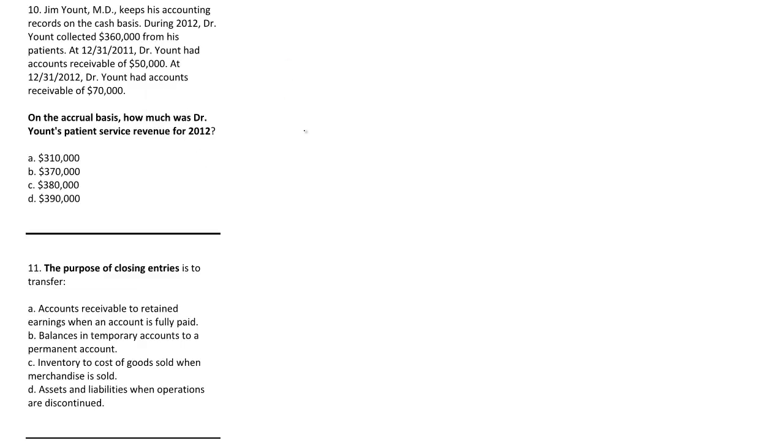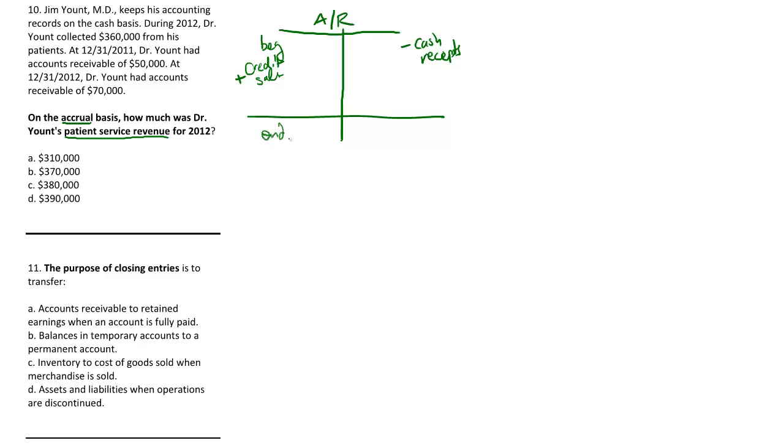Okay, moving right along, let's look at number 10 and 11. Jim Yount, MD. What we care about on the accrual basis is how much is patient service revenue for 2012. So he keeps his accounting records on cash basis. Since we're dealing with revenue and we're going from cash basis, the key thing here is to focus on our accounts receivable, right? Because you have your beginning accounts receivable plus credit sales minus cash receipts to get our ending balance.